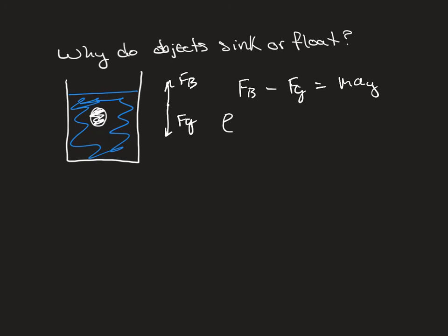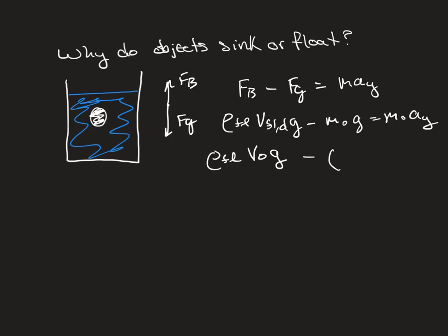So I'm going to sub in here density of the fluid times the volume of the fluid displaced times g minus mass of the object times g equals mass of the object times the acceleration in the y direction. Now this is fully submerged, so I have the option now of making this the volume of the object. And this time I'm going to replace the mass of the object with the density of the object times the volume of the object.